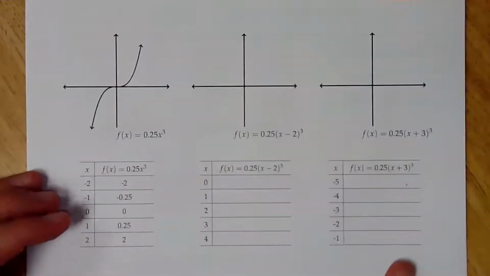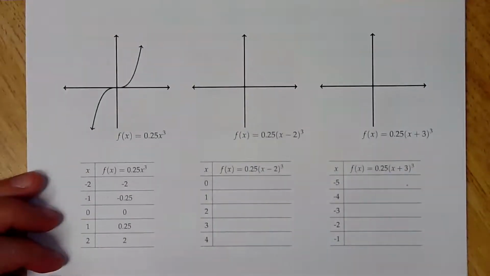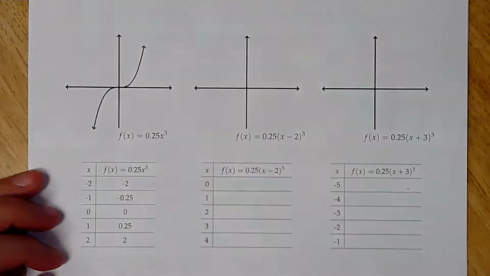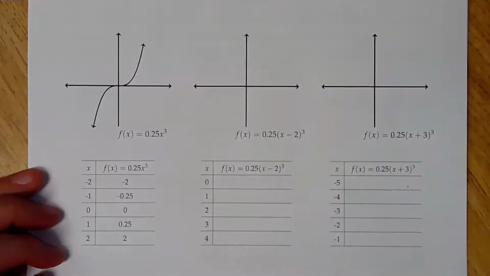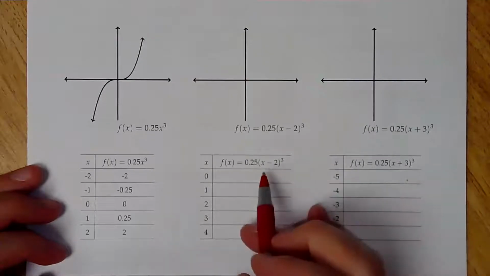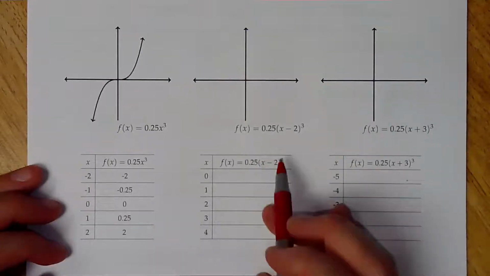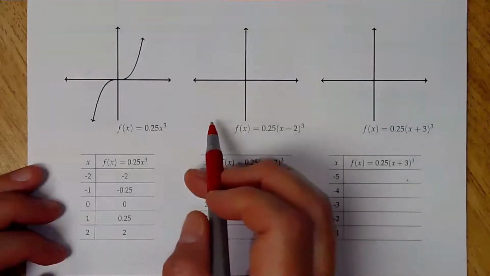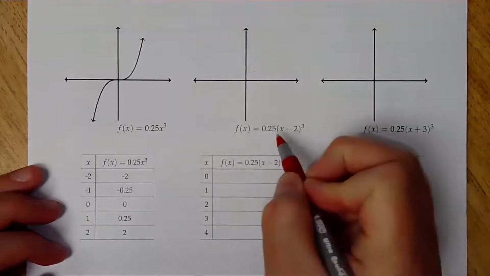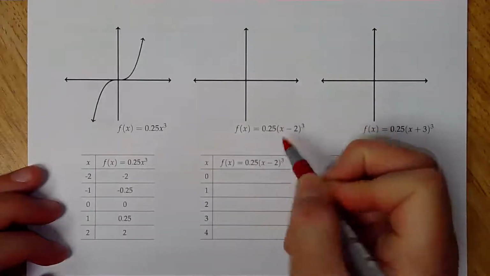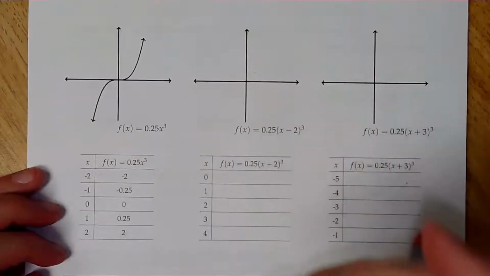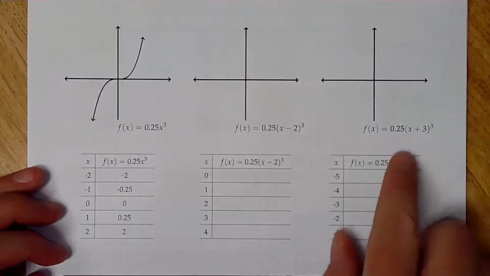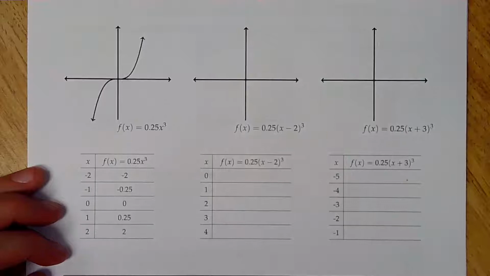All right, and down below you're going to see a familiar graph from the previous page, the 0.25x cubed. I've given you the standard graph with the table. And now we're going to look at playing with the value of x. So before, we would just add something on the end of our equation. Now we're going to change the inside part with x. So instead of it just being x cubed, it's going to be that whole quantity (x minus 2) cubed, or this other graph is (x plus 3) cubed.